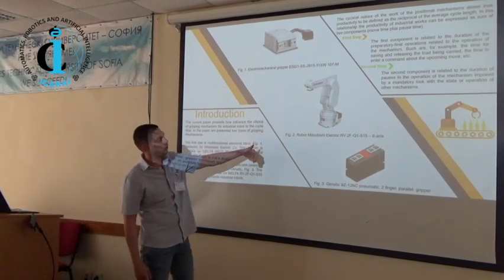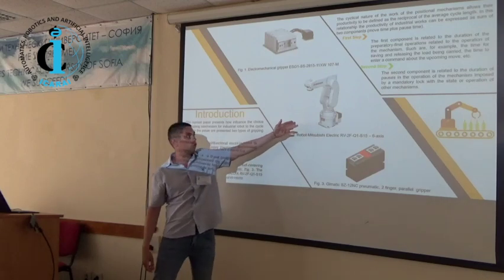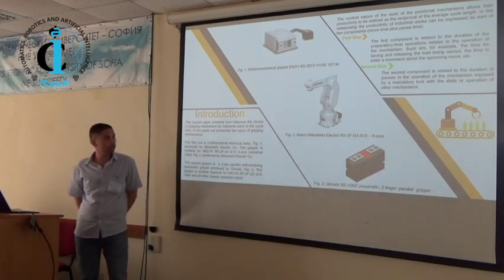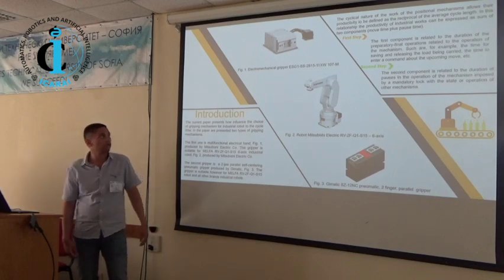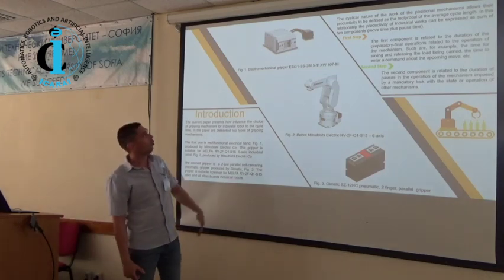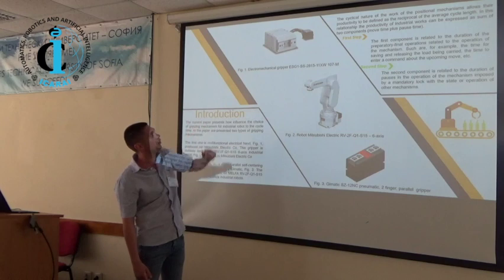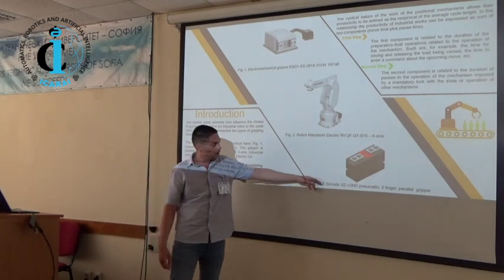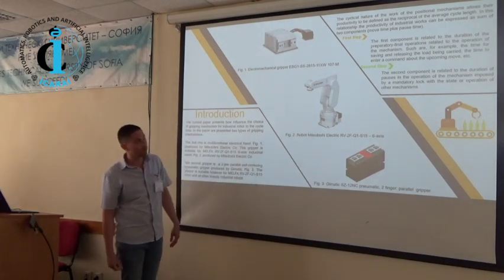First, we used the RV-2 robot with six axes, which is available in the Technical University of Sofia in the laboratory. Also, in figure one, this is the electromechanical gripper. Down here is the pneumatic gripper.